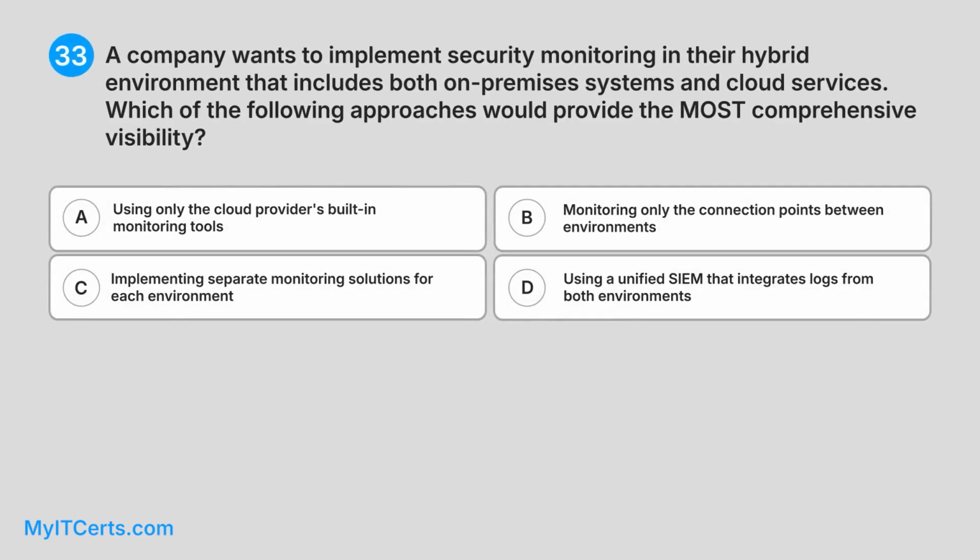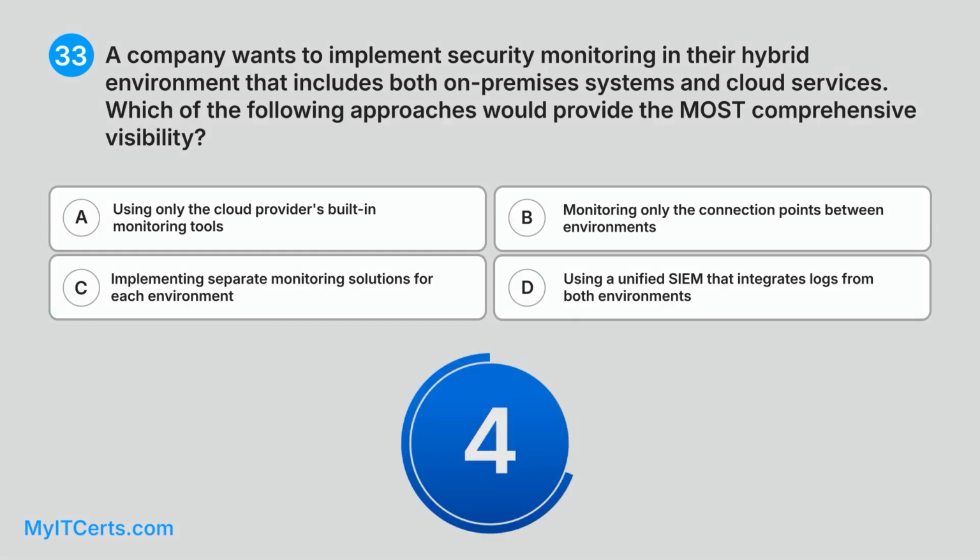33. A company wants to implement security monitoring in their hybrid environment that includes both on-premises systems and cloud services. Which of the following approaches would provide the most comprehensive visibility? A. Using only the cloud provider's built-in monitoring tools. B. Monitoring only the connection points between environments. C. Implementing separate monitoring solutions for each environment. D. Using a unified SIEM that integrates logs from both environments. Do you know the answer?